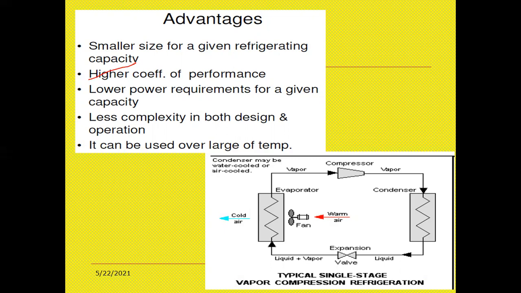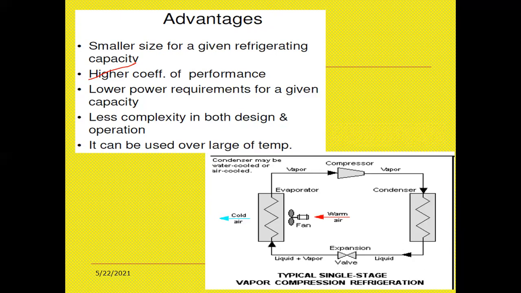Though the rupee cost is high, the consumption rate will be less. So that's why we have lower power requirements for a given capacity. Next, less complexity in both the design and operation. In this type of vapor compression system, coming to the design and performance, we have less complexity. So we don't have high complexity in nature. The design will be of normal to medium complexity.